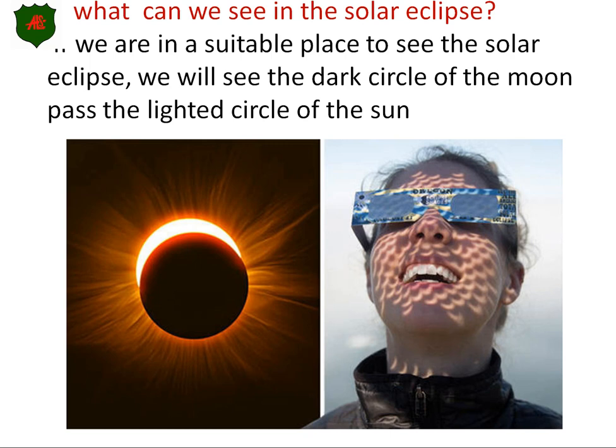So when a solar eclipse happens, what can we see? As we see here, there's a lighted area. This lighted area is the sun, of course, okay? And there is a dark area, the dark circle. This is the dark circle of the moon, which passes in front of the sun in order to block it. So that is what we are going to see in the solar eclipse.